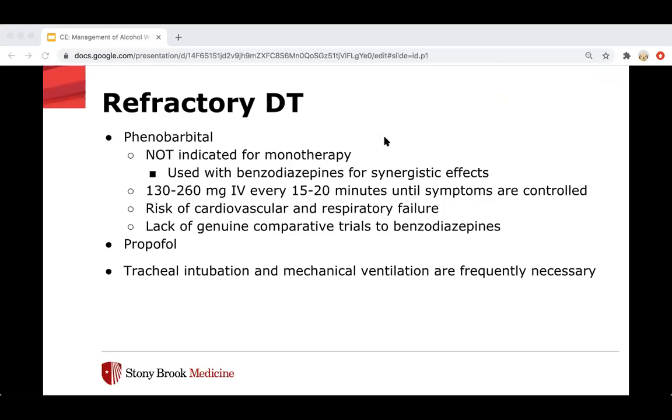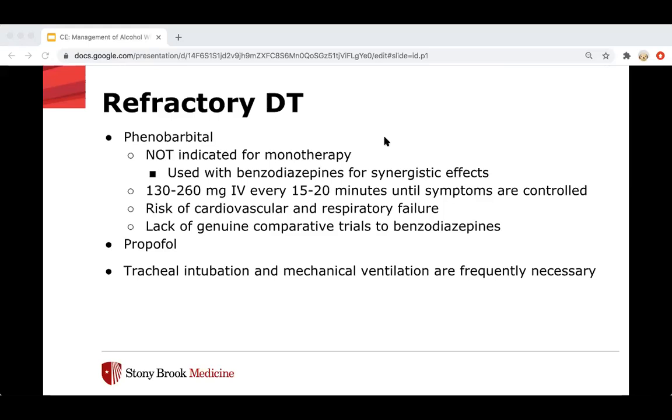Phenobarbital also works on GABA channels. It helps to open them more frequently and also has some effect on NMDA receptors. This used to be the treatment of choice for alcohol withdrawal syndrome before we all switched to benzodiazepines. It's not indicated for monotherapy. So if they do have this refractory delirium tremens, it's going to be used in conjunction with benzodiazepines for the synergistic effects. There is a greater risk of cardiovascular and respiratory failure when we have to use phenobarbital.